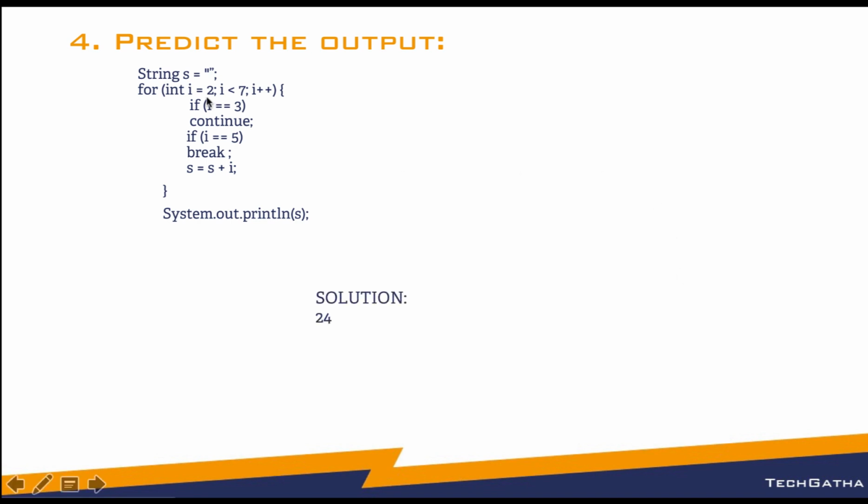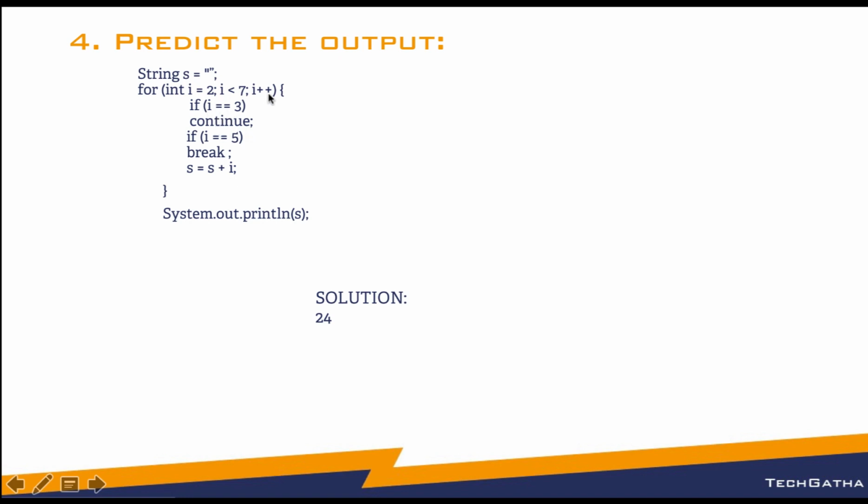Here for i equals 2, if i is 3, no. If i is 5, no. What it does? String s, s plus i. So it concatenates 2 with the string, there is 2. Then again i is 3. If i is 3, yes, continue.